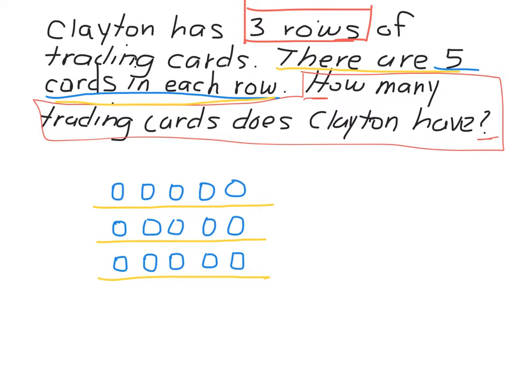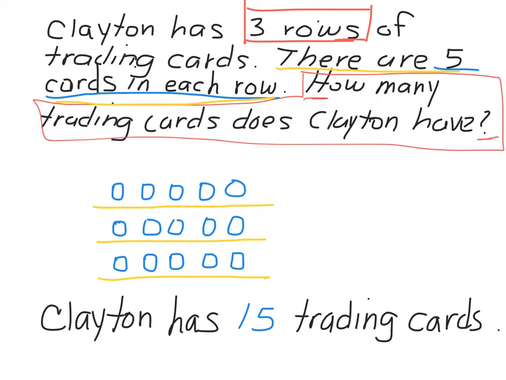So, to figure out how many trading cards Clayton has, we can simply count by 5s. And that's easy because counting by 5s is easy. So you would have 5, 10, 15. And now we can answer our question. How many trading cards does Clayton have? Well, we just counted it. Clayton has 15 trading cards.